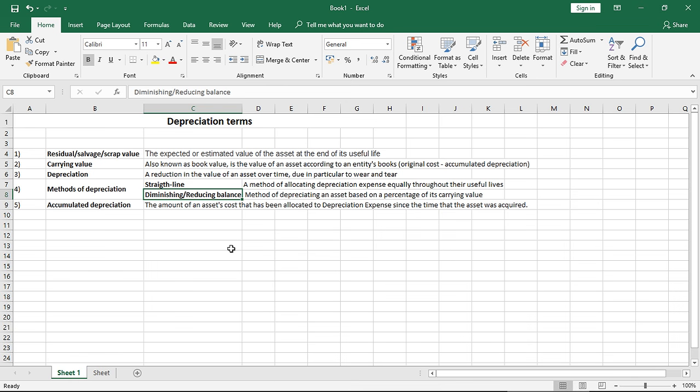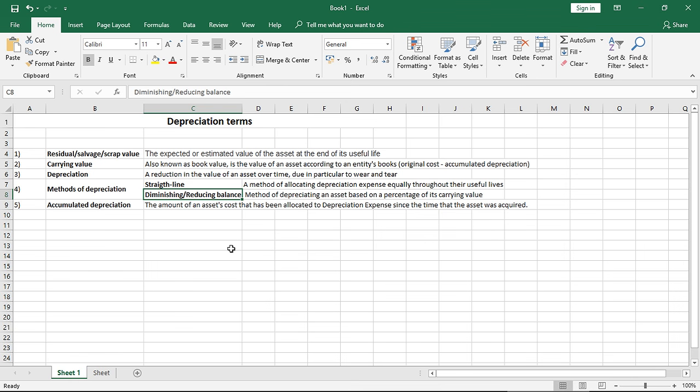So we know that the carrying value keeps going down because depreciation is being deducted from the cost of the asset, which gives us the carrying value. So that means with the diminishing balance method of calculating depreciation, the depreciation amount will be lower every year, as opposed to the straight line method where it will be the same every year.